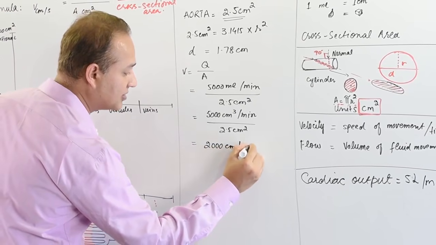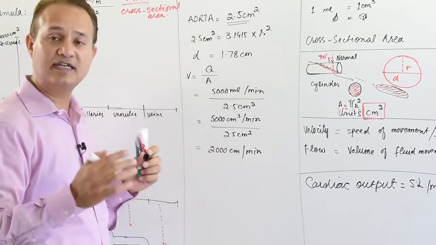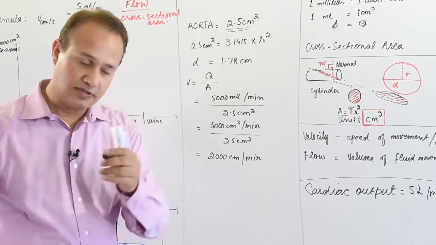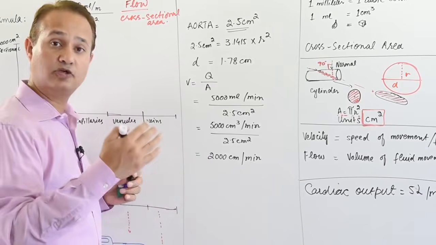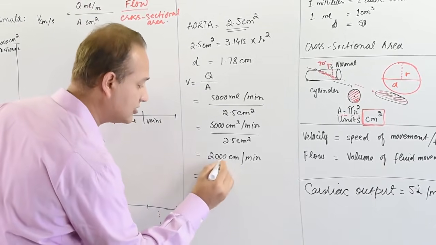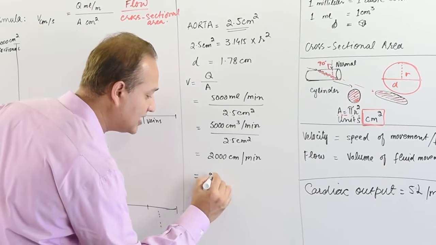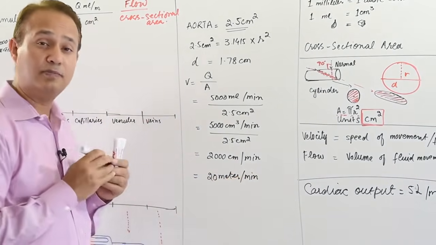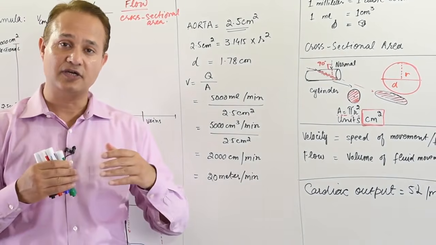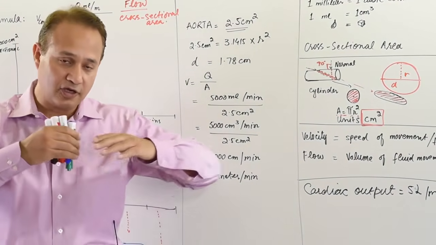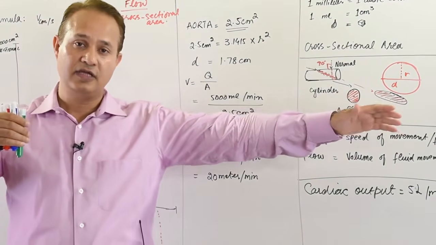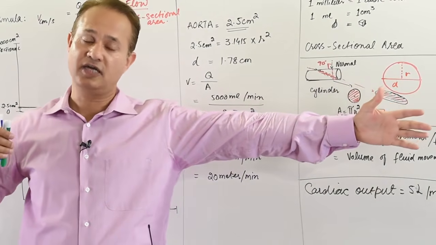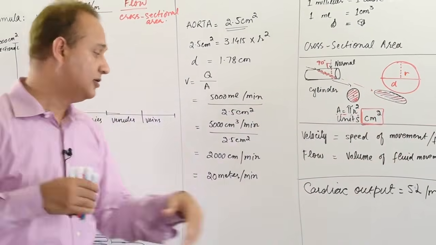So we have about 2000 centimeter per minute. Now 2000 centimeters, centi means 100. So that means 2000 100 units. So if we divide it by 100, it would come out to be meters. So 2000 divided by 100 will be 20. So 20 meter per minute. So the blood is flowing so fast in the aorta that if the aorta became long enough, then the blood in 1 minute would pass 20 meters of aorta. That's a lot of speed.